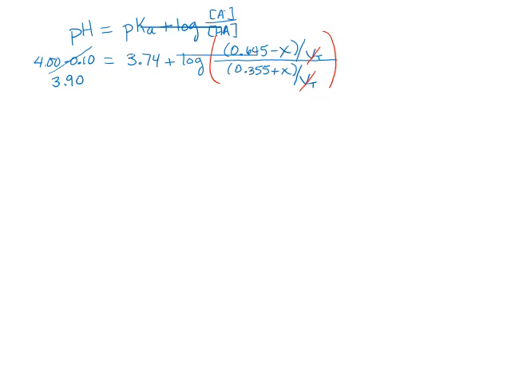I bring the 3.74 over to this side, and I'm also going to go ahead and take the inverse log, so I'll sort of combine a couple steps here. So we have 10 to the 3.9 minus 3.74 will be equal to 0.645 minus x over 0.355 plus x. This term has a value of 1.445.